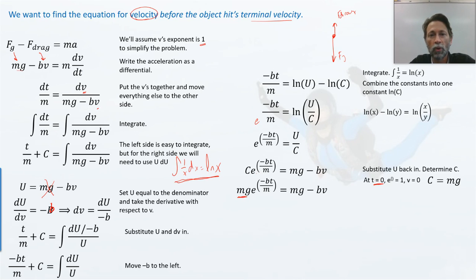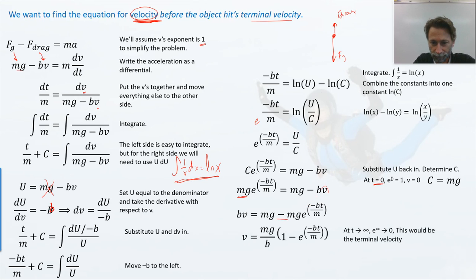And remember that the whole goal of what we're trying to do is we're trying to find this velocity before it hits terminal velocity. So I want to solve for v now. So I'm going to swap this to this side, swap this over here to this side, and I'm going to have bv equals mg minus mg e to the negative bt over m. Pull out the mg's and divide both sides by b, and I end up with an equation for velocity here that is a logarithmic function.